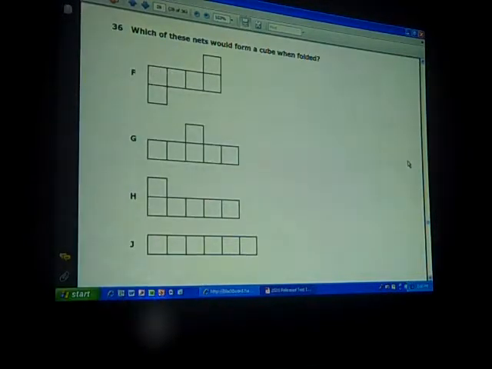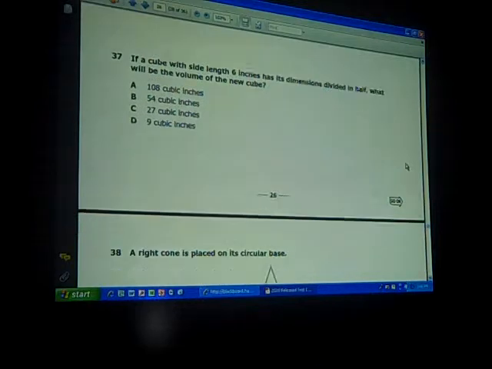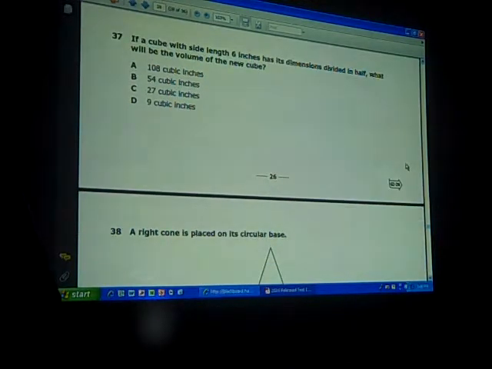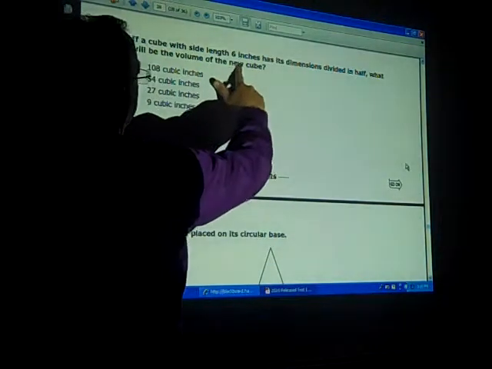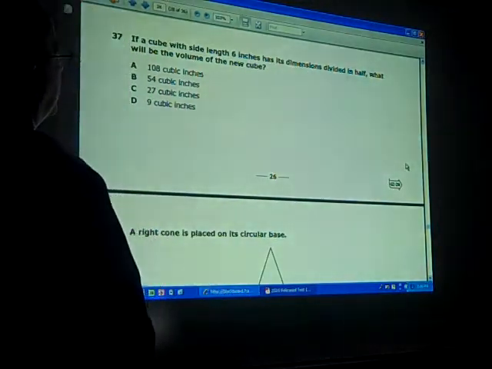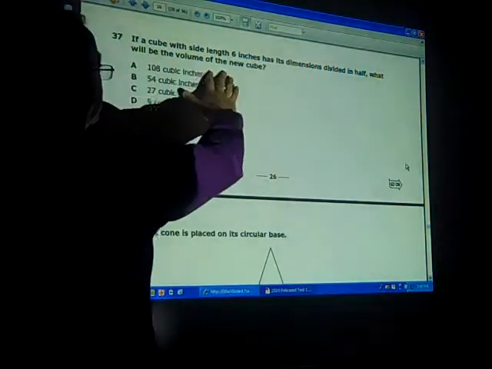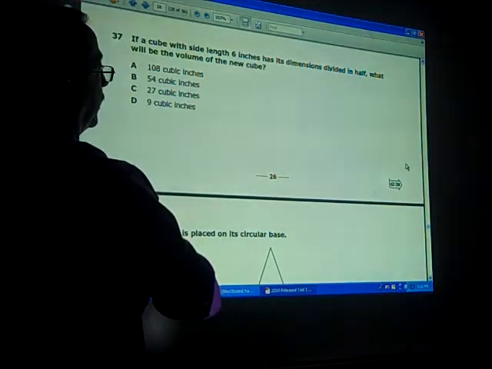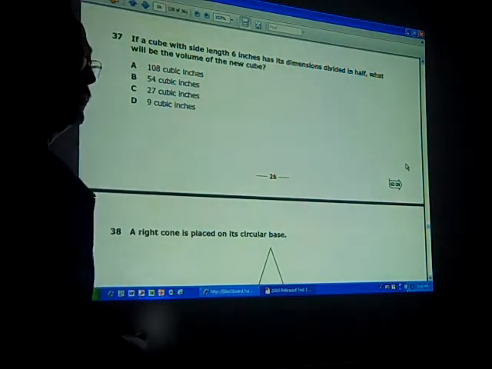All right, 36, 37. Some people can look at that right away and just pick it right out. Right. If a cube with side length 6 inches has its dimensions divided in half, what would be the volume of the new cube? Well, if the side length was 6, they cut it in half and we just make it 3.